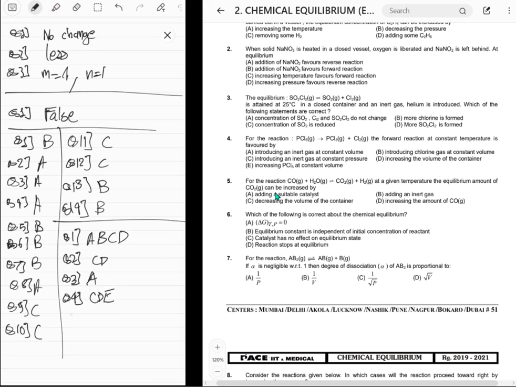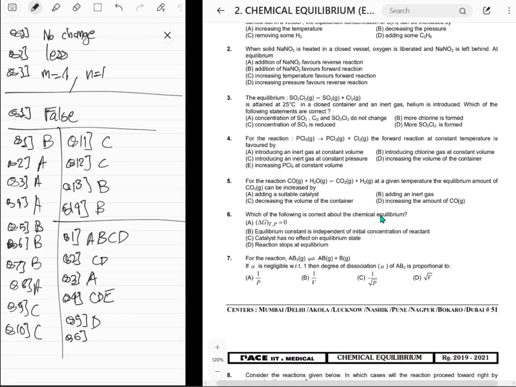Of course. Question number 5. For this reaction at a given temperature, the equilibrium amount of CO2 can be increased by. Backward reaction should be favored. Pressure has no effect, volume has no effect, adding a suitable catalyst, no. Increasing the amount of CO, of course, that works. Adding an inert gas, no. So D is the way to go. So 5D.